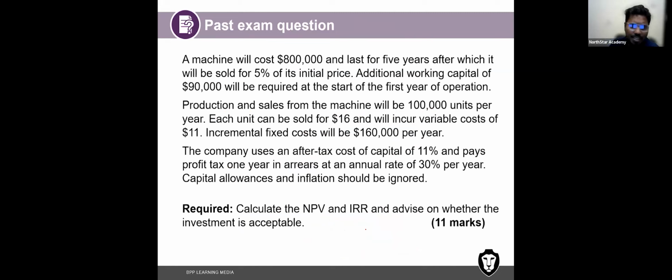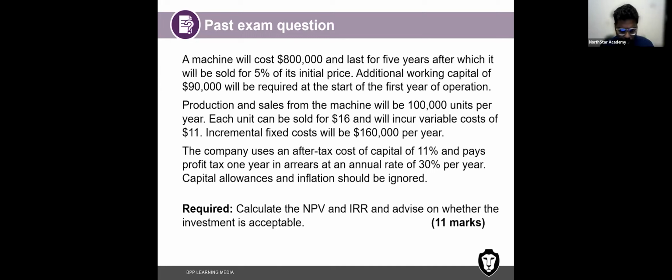So a machine will cost $800,000 and last for 5 years, after which it will be sold for 5% of its initial price. Cool. Then what else is mentioned? Additional working capital of 90,000 will be required at the start of the first year of the operation.